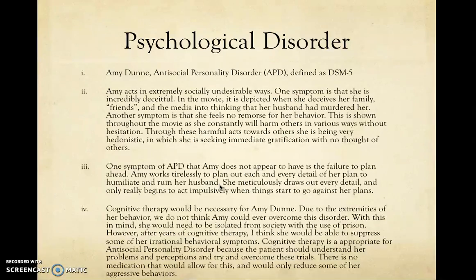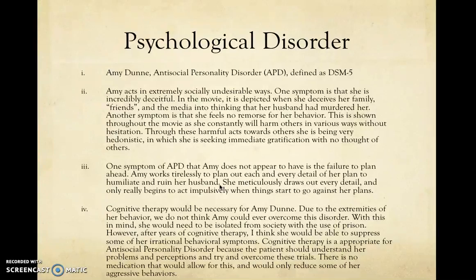Amy Dunn's psychological disorder is antisocial personality disorder, APD, as defined in the DSM-5. Amy acts in extremely antisocial, undesirable ways. One symptom is that she is incredibly deceitful. In the movie, this is depicted when she deceives her family, friends, and the media into thinking that her husband had murdered her. Another symptom is that she feels no remorse for her behavior.